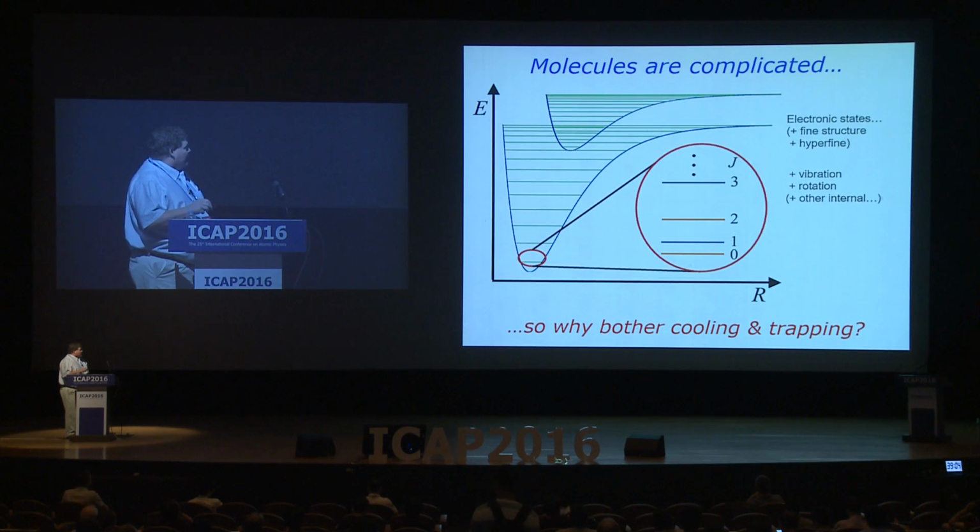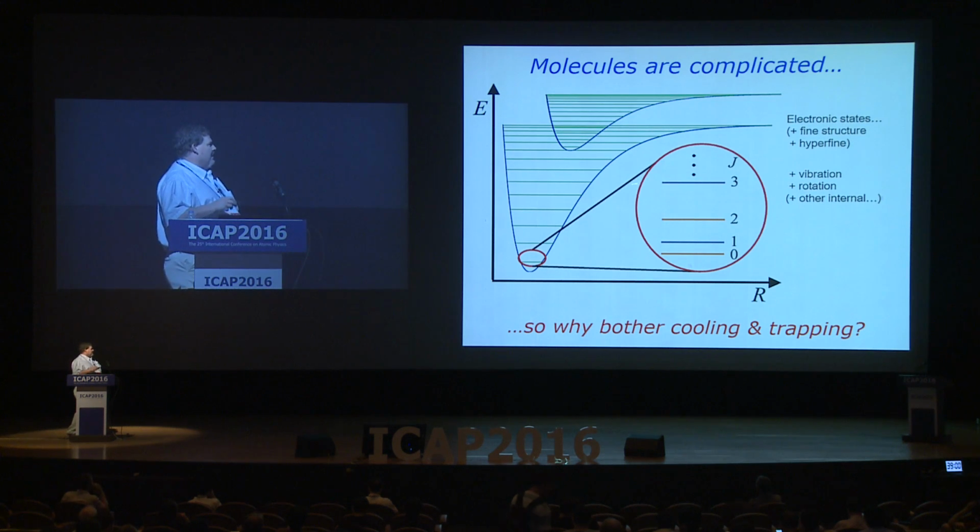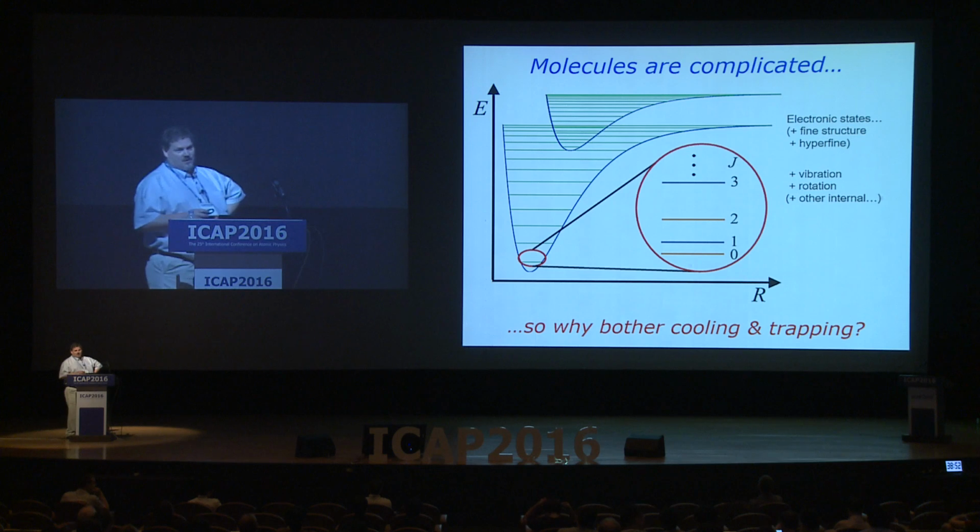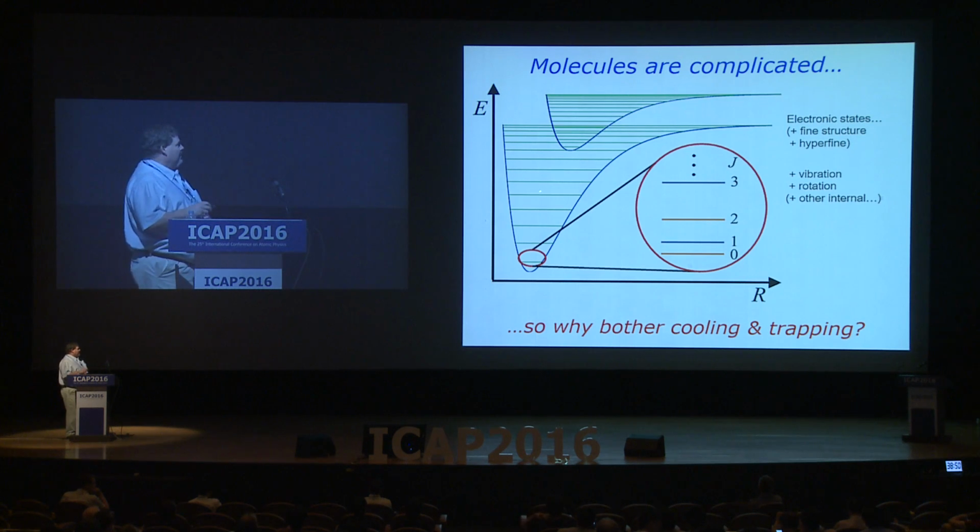So for those of you who haven't heard this story before, probably the first thing that comes to mind is why would you even want to do this? So we know that molecules are complicated. In addition to the electronic states and fine structure and hyperfine structure that we're familiar with from atoms, there are additional internal degrees of freedom like vibration and rotational motion. Here, vibration is the large scale, rotation is the smaller scale. There are other internal degrees of freedom for more complicated molecules. So clearly this is going to be more difficult than working with atoms.